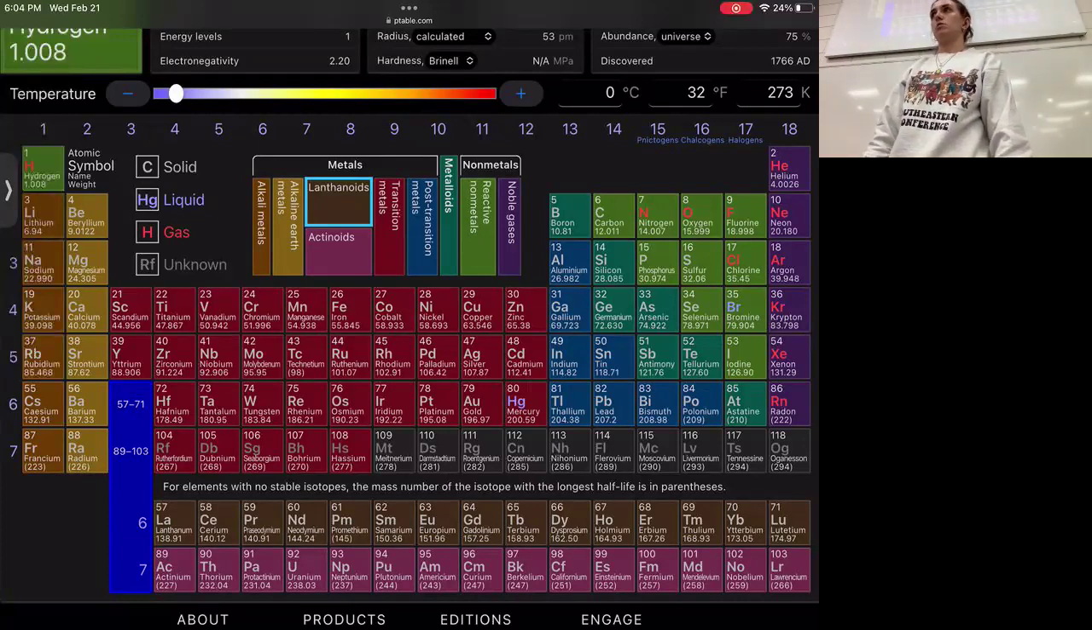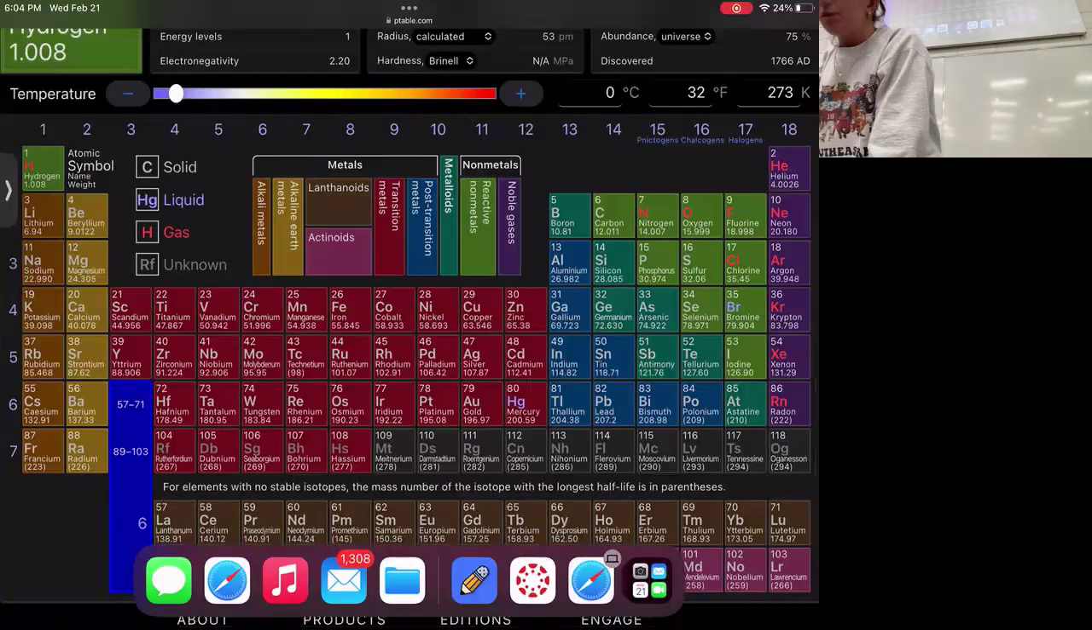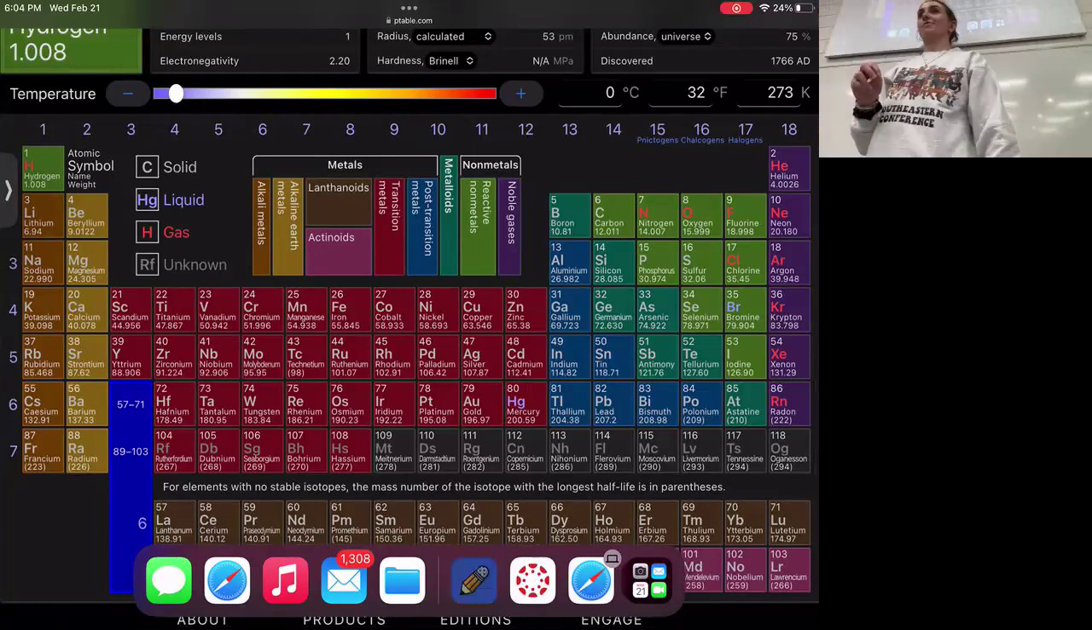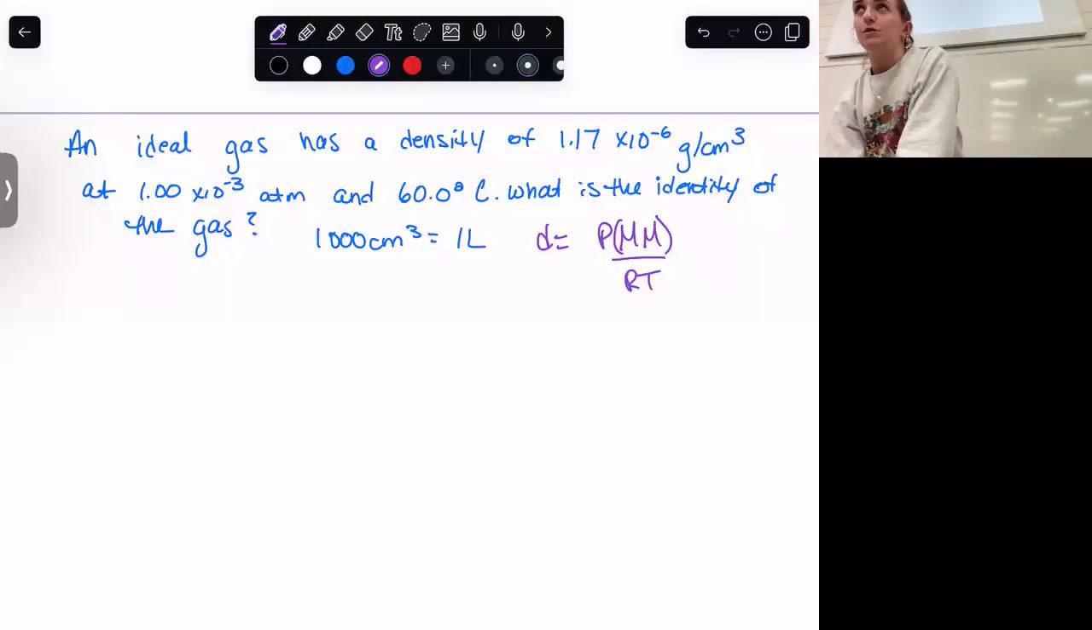Did anyone get an element? Is anyone stuck? It's okay to be stuck. Do you want to start going? So what's the first thing we did in order to solve this question? Or what do we already know?